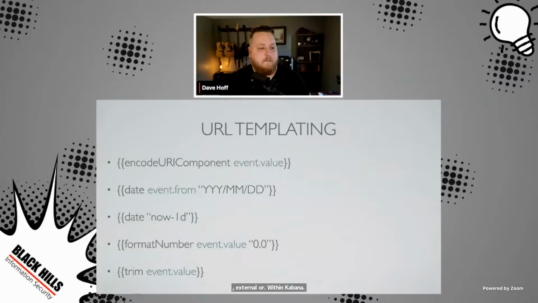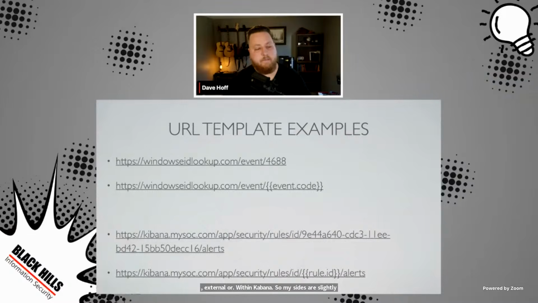So my slides are slightly out of order here, but this is an example of what I'm talking about. So I made up a couple of URLs here, but if you're traveling or if you're on a website and you look at the URL, that top one there is an example of what we would see in the browser when we go to the web page. And then the second link there is how we would put a template in there. So when this URL gets clicked from within Kibana, it's going to automatically populate the event.code variable with 4688 or whatever we're clicking on. This is really helpful for new analysts who need additional context.